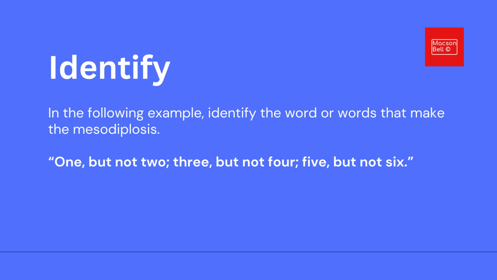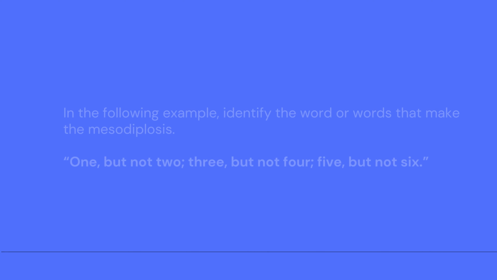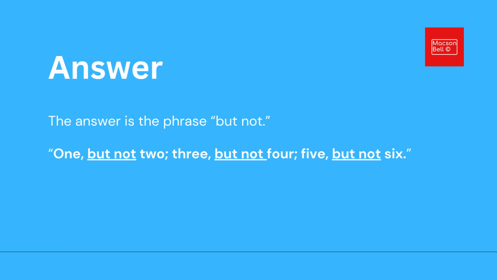Identify. In the following example, identify the word or words that make the mesodiplosis. 1 but not 2, 3 but not 4, 5 but not 6. Answer. The answer is the phrase "but not."